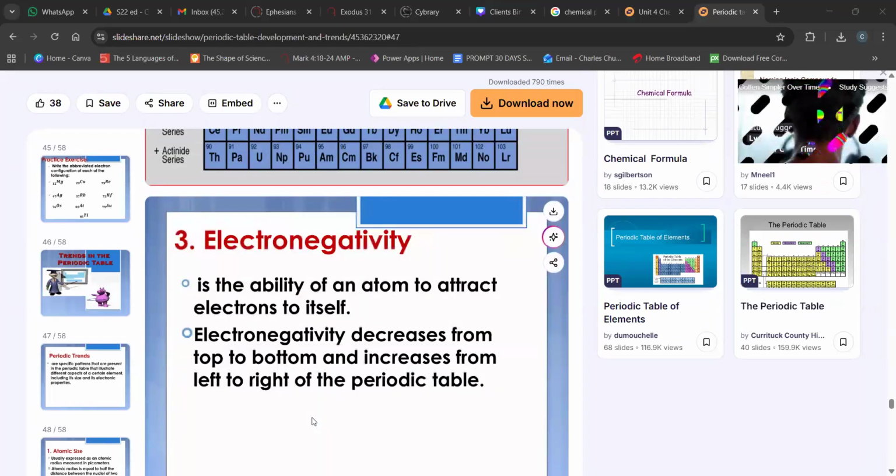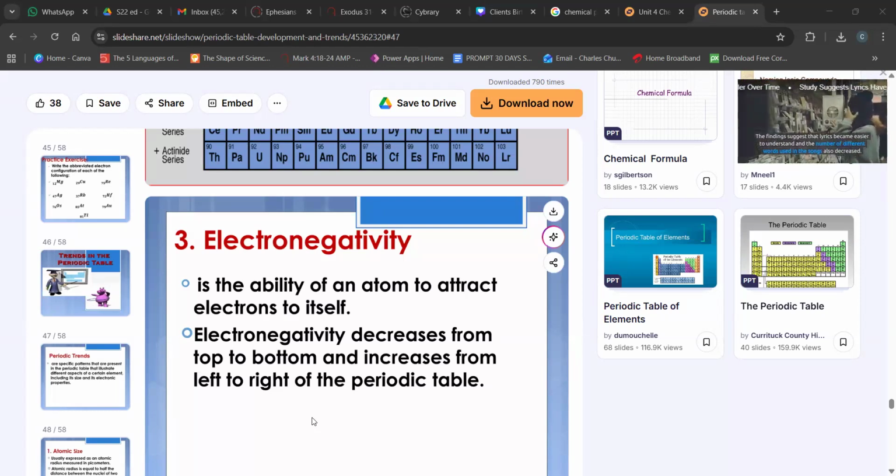Okay, so the next point here is electronegativity. Can you hear me? Yes, sir. Okay, all right. So, electronegativity is the ability of an atom to attract electrons to itself. Typically, electronegativity is something that non-metals specialize in. They usually like to attract electrons to themselves.